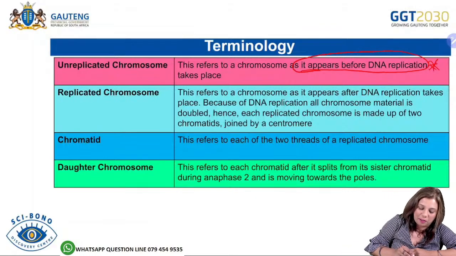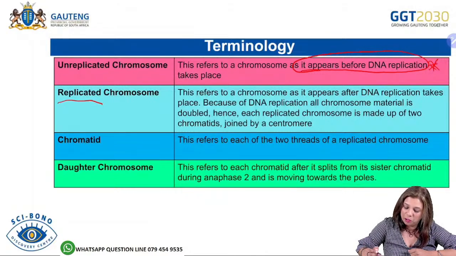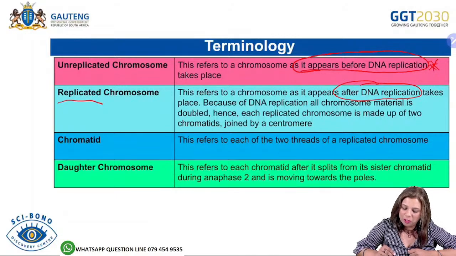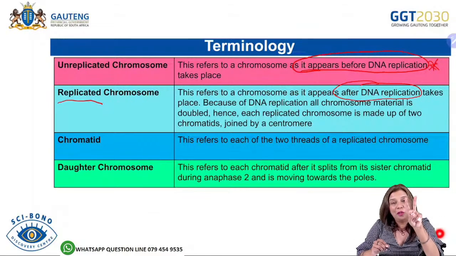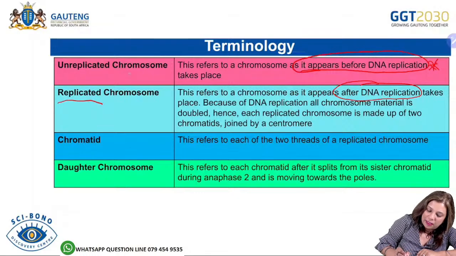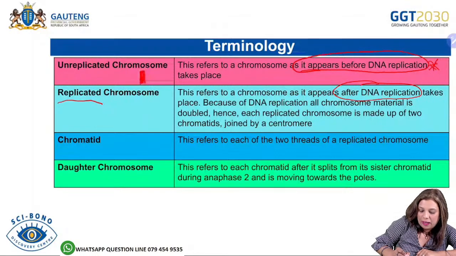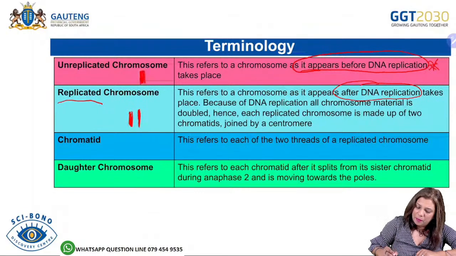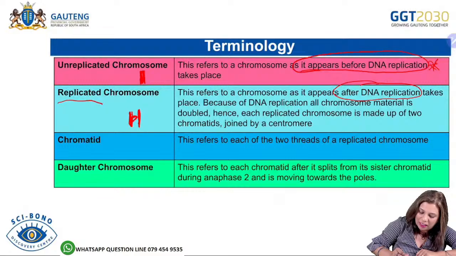So let's go to the replicated chromosome definition. This refers to a chromosome as it appears after DNA replication. Because of DNA replication, all chromosome material is doubled. Hence, each replicated chromosome is made up of 2 chromatids, which is joined by a centromere. So basically your unreplicated chromosome is going to be a single structure. And your replicated chromosome, as the definition says, it's going to be made up of 2 chromatids. There's your 2 chromatids, and it's going to be joined by a centromere.